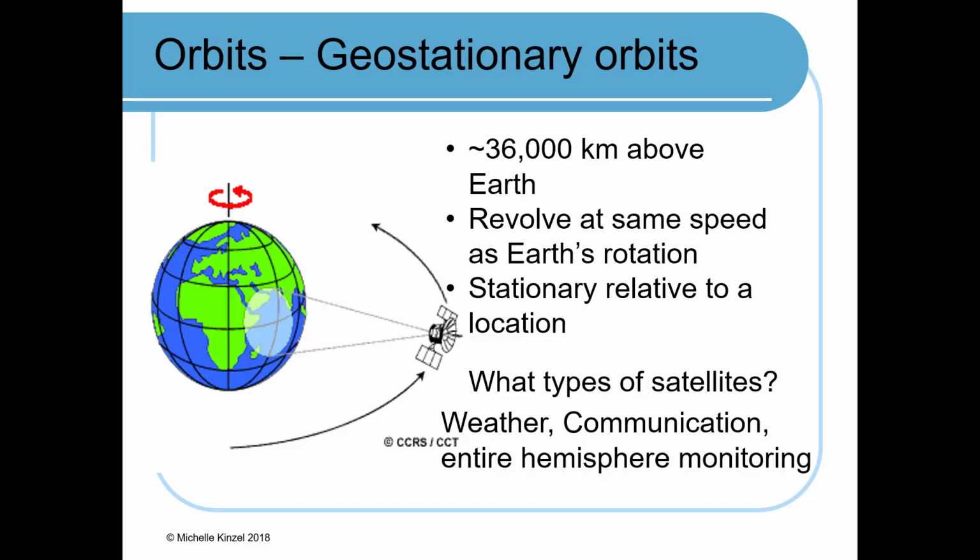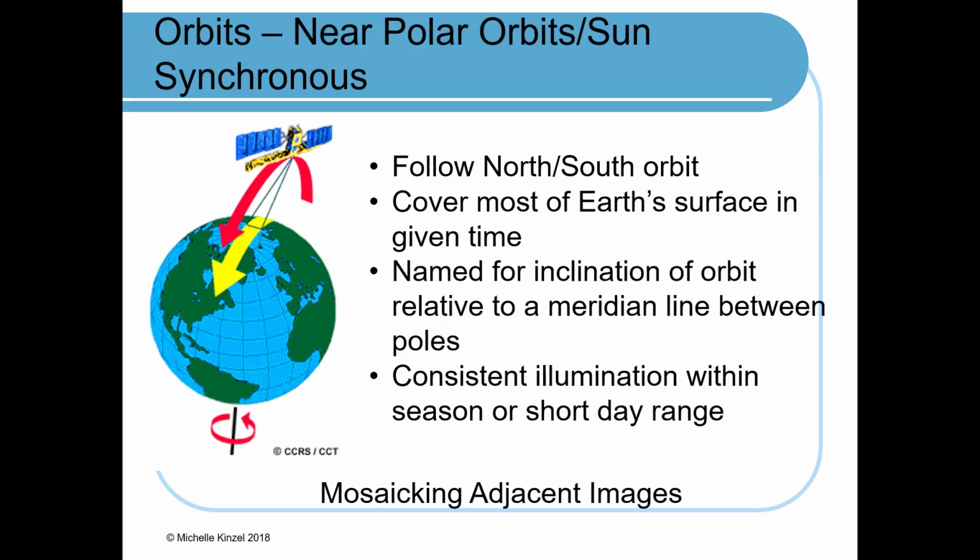So what types of satellites are geostationary? Well, for weather, communication, and things that require monitoring an entire hemisphere, we would use geostationary orbits because we don't want to have a break in the data collection or a break in service.